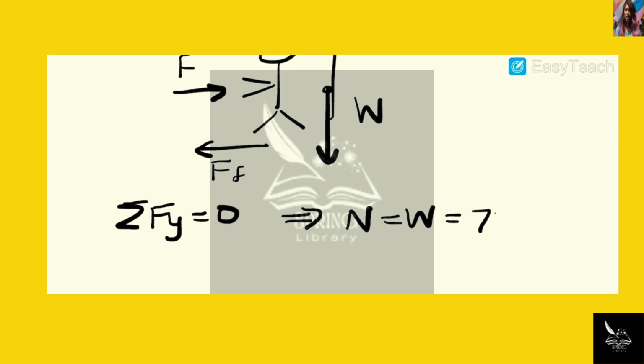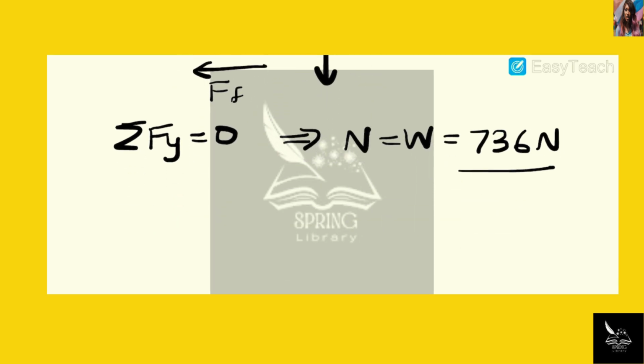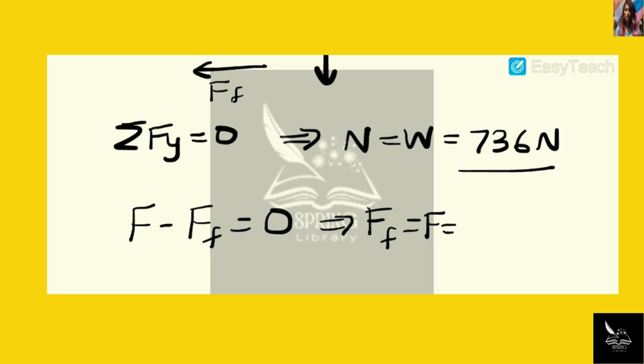Which is equal to 736 newtons. We know this because we know the mass of the man to be 75 kilograms, multiply that by gravity, and we can get this normal force. Next, we can do the net force balance in the x direction and say that F minus FF is also equal to 0. We can solve for FF and say that FF is equal to F, which we know to be equal to 441.45 newtons.